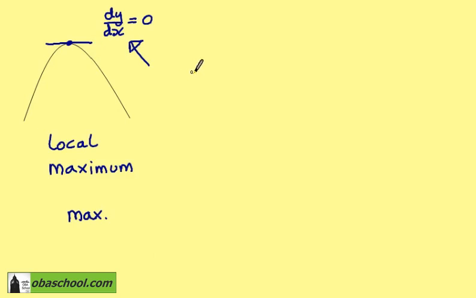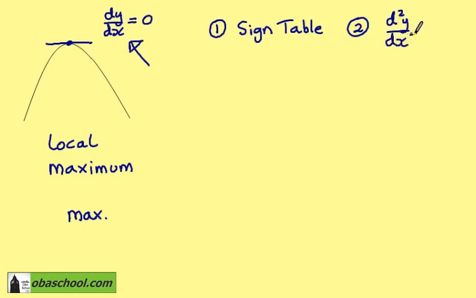But we also need to know the type of turning point. And there's two ways of analyzing our curve to find this. One is to use something called a sign table, and the other is to use the second derivative called d²y/dx², which is what we get when we differentiate the dy/dx expression again.